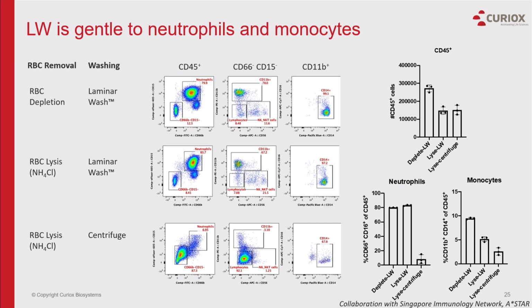Same with the monocytes over here on the right-hand side. If we deplete and do a laminar wash, we retain the bulk of our monocyte population. And again, if we lyse and then do a laminar wash, or if we lyse and centrifuge, we're losing a lot of our cells. So as this data shows, we can safely and more reproducibly obtain results with increased retention of both our monocytes and our neutrophils using the magnetic depletion method from STEMCELL Technologies in combination with the laminar wash. This is a more gentle protocol as compared to the more traditional methods that we've used with centrifugation.